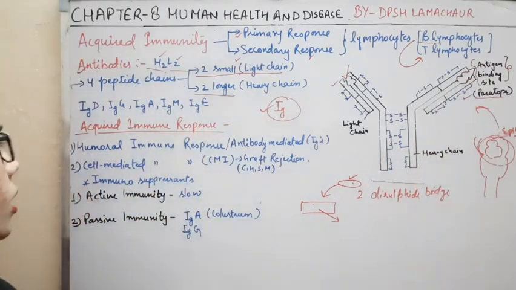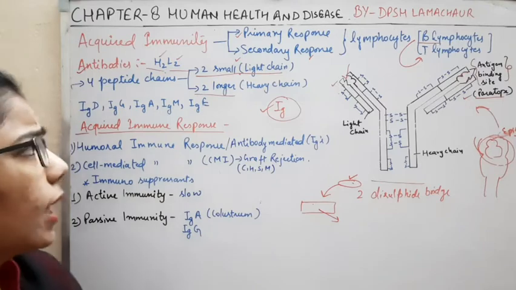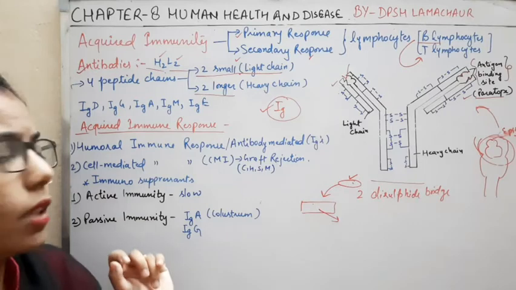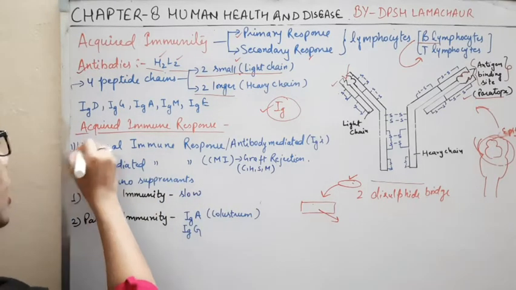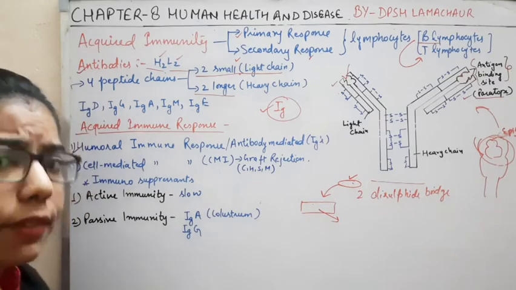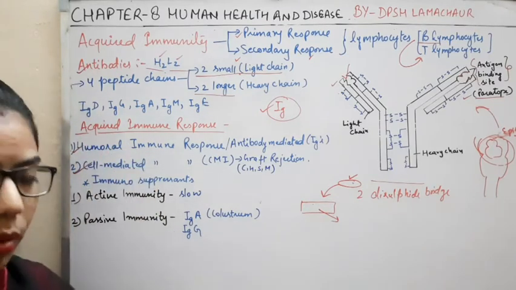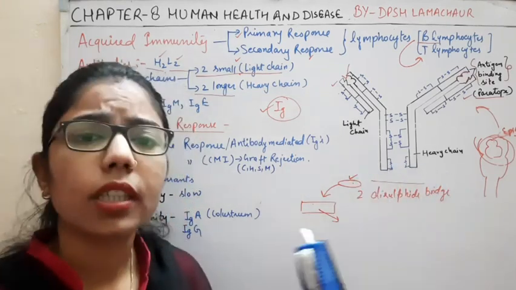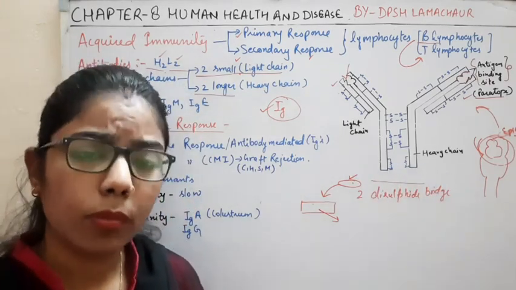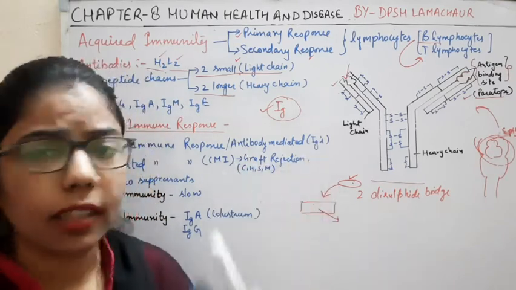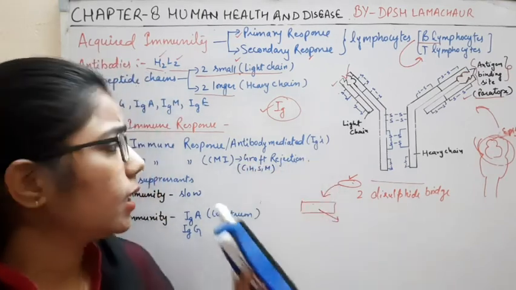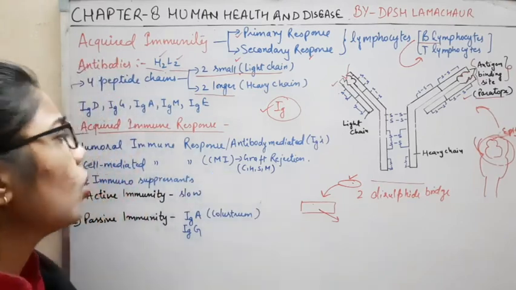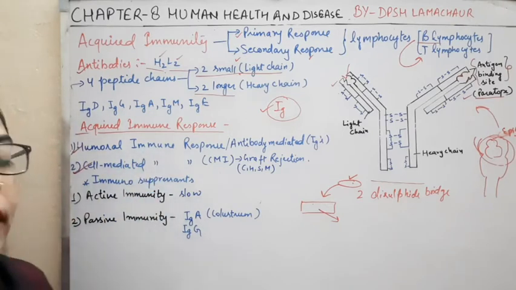Now, as I have said, they are showing a response, and these responses we can classify into two types. What are they? Humoral immune response as well as cell mediated immune response. In our body, if any pathogen comes, some cells attack these pathogens, and some antibodies attack the pathogens. So on the basis of these responses, we have categorized them into two.